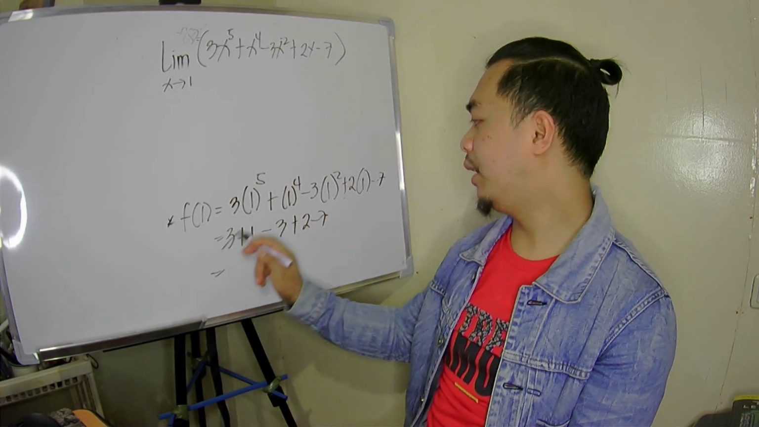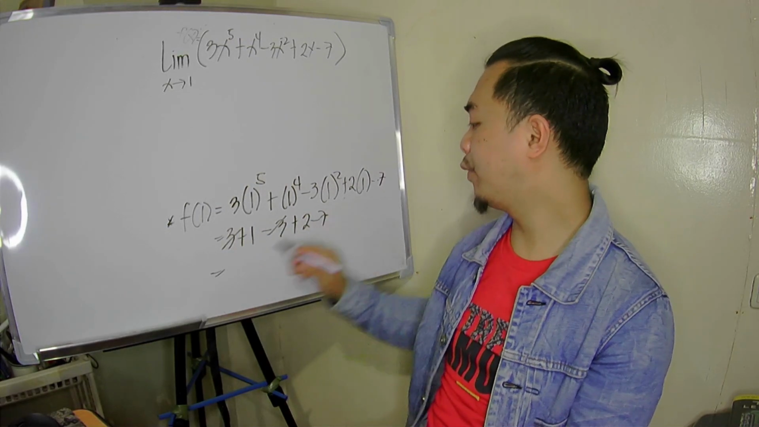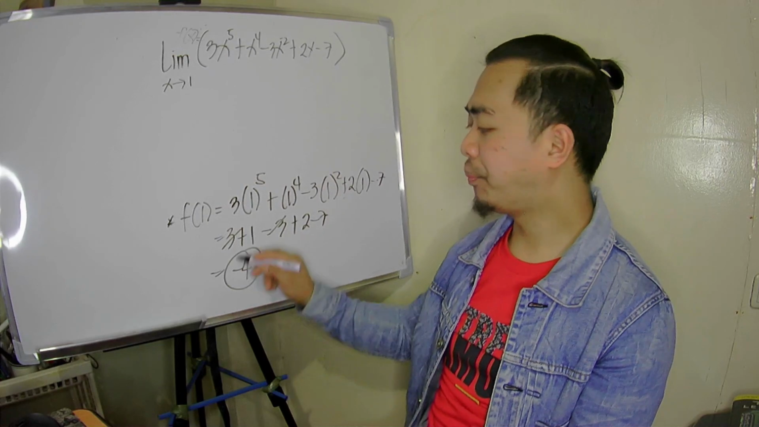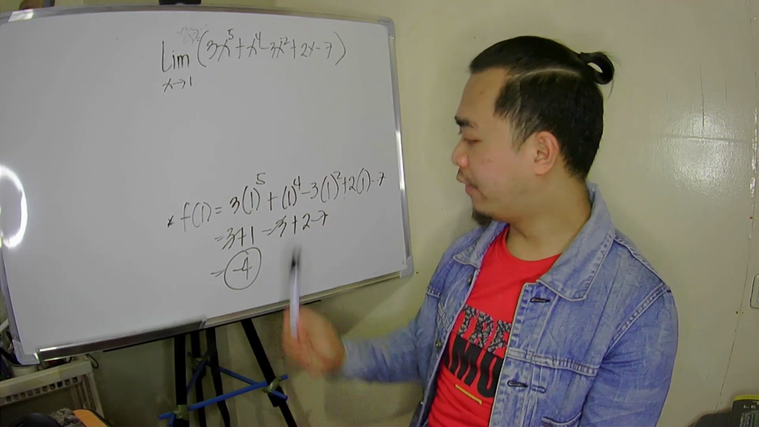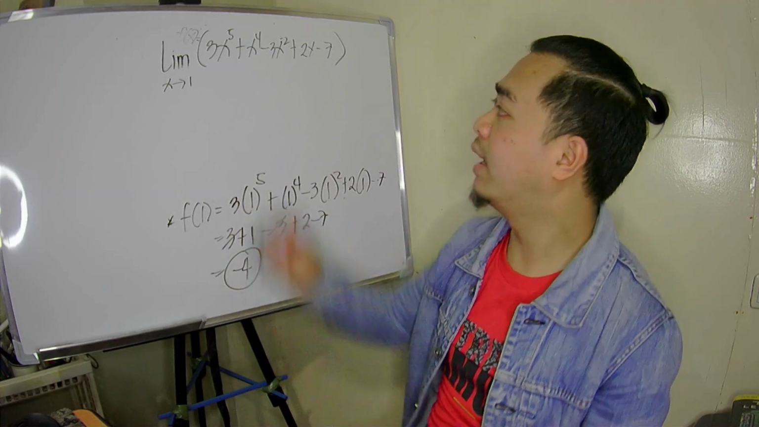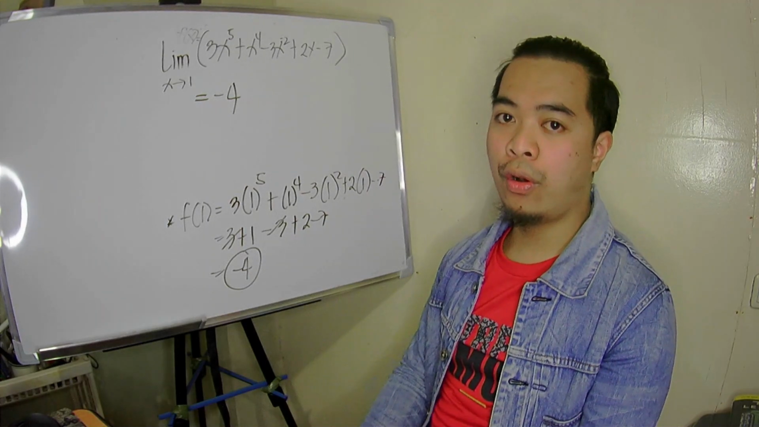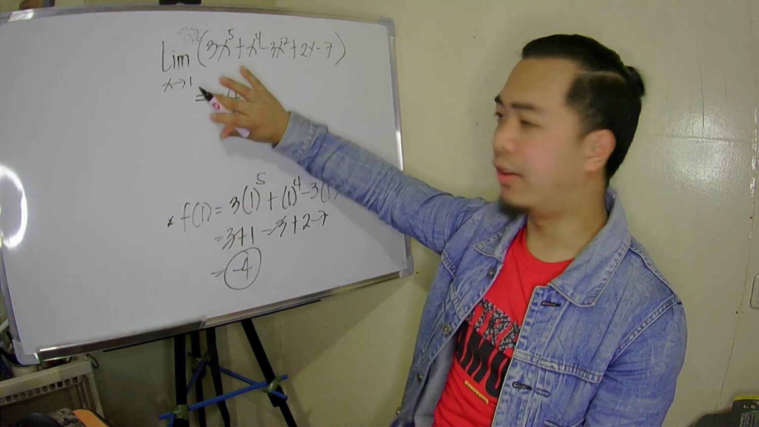3 minus 3, that's 0. 1 plus 2, 3 minus 4, that is negative 4. The value of the function at x equal to 1 is negative 4. Because this is a polynomial, also the limit is equal to negative 4. So, yeah.